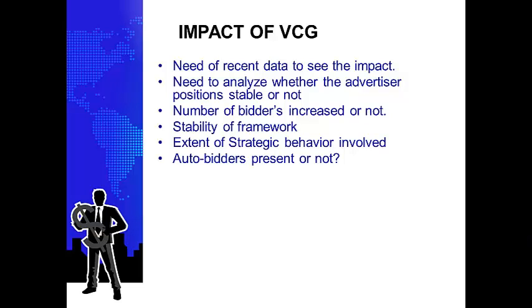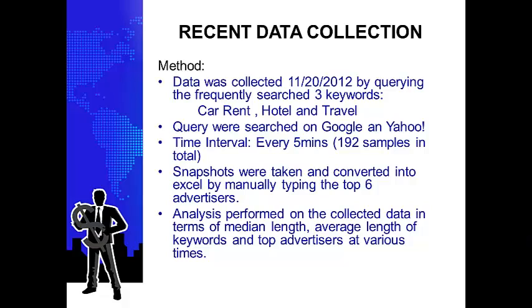In order to see the impact of VCG, we need recent data, and we need to analyze whether the advertisers' positions were stable or not, whether the auto bidders were present or not, and whether the number of advertisers increased or decreased. So we thought of collecting recent data. And the way we did it is we collected the data on November 20th by querying frequently searched keywords. We chose 3, that is car rent, hotel and travel.